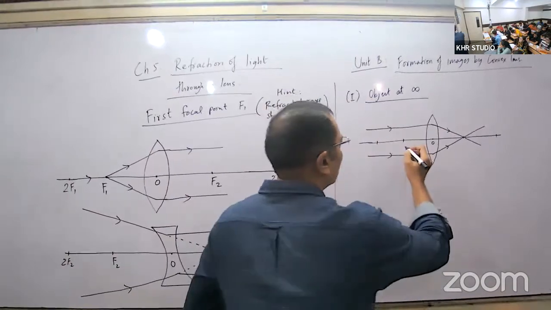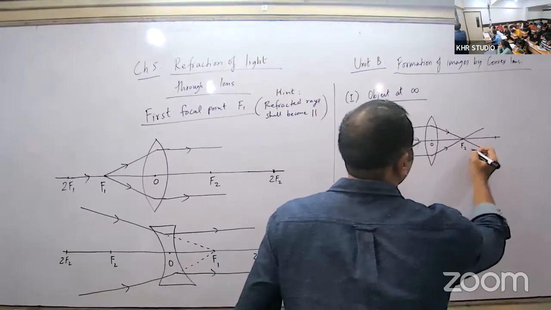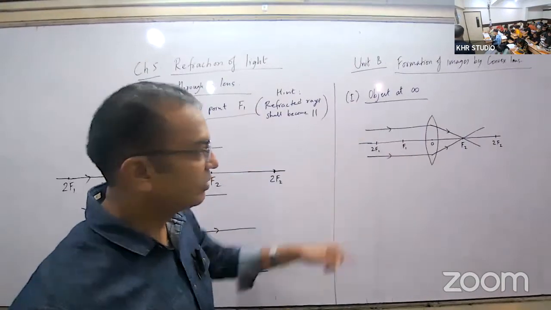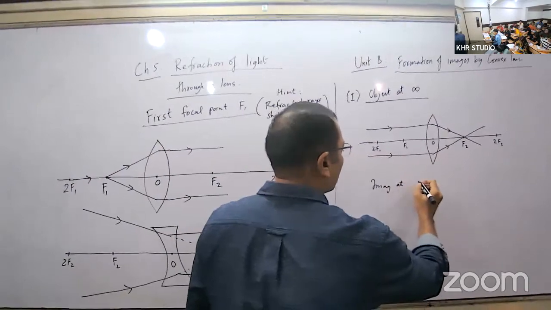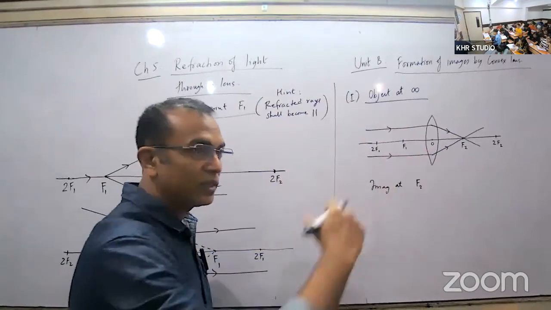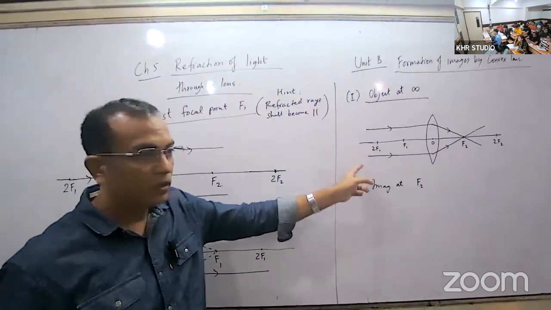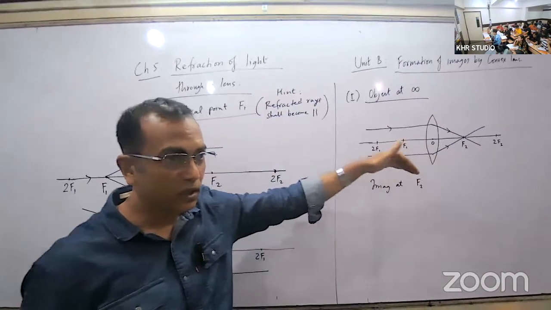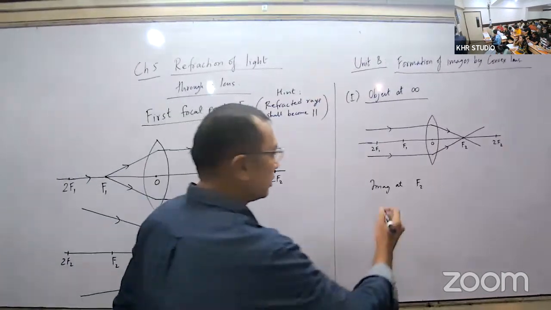Okay, now label. So this was F1, this is 2F1, this is F2, and this is 2F2. So for an object at infinity, what is the image position? Image at F2. You give the name of the focus, F2, so that you know it is on the right side. Which 2 rays do we need for image formation? Ray parallel to the principal axis, and ray coming towards the focus, right? So these are the 2 rays we will take.